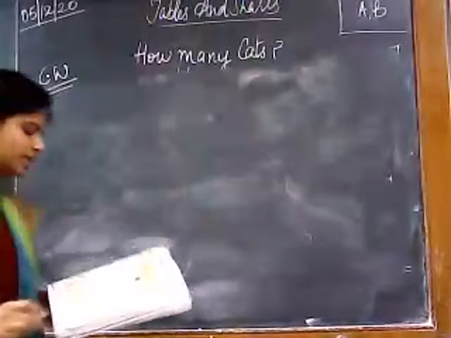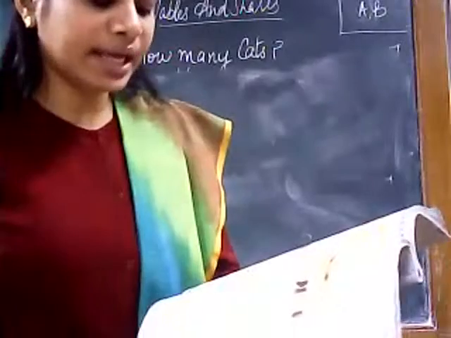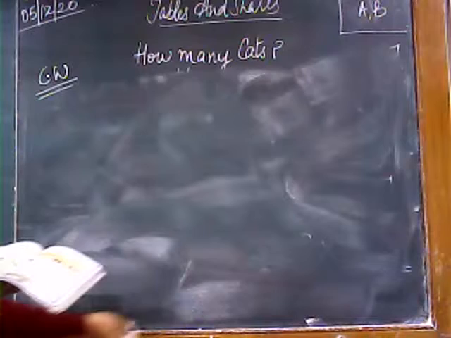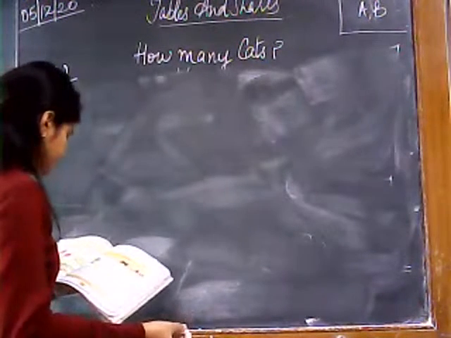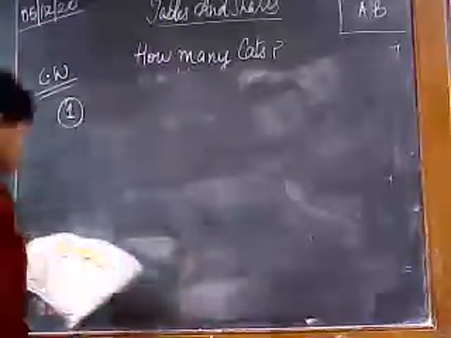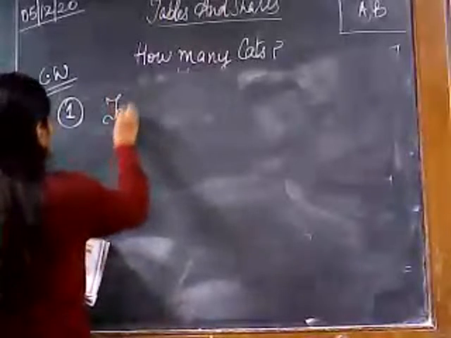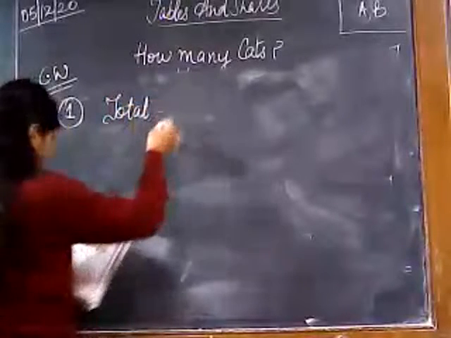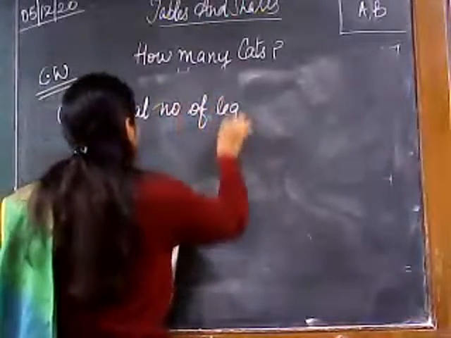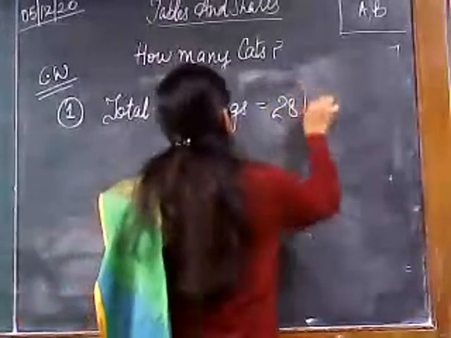Now the first question says, Willow has kept his chickens in a box. He counted 28 legs. How many chickens are there? So children, I will write the solution to the first question. Willow has counted the number of legs. When he counted, there were 28 legs.